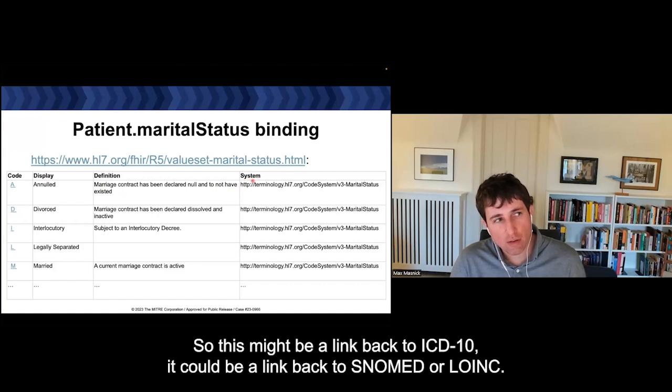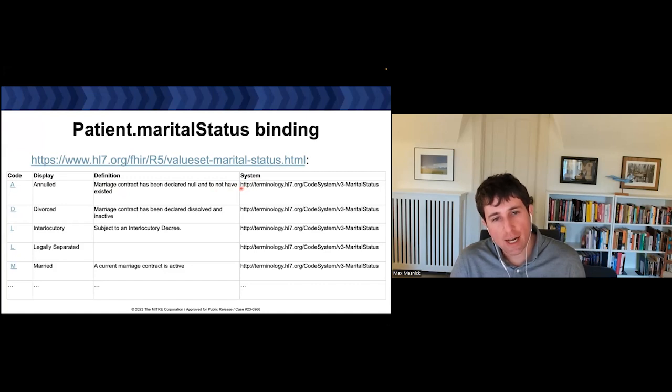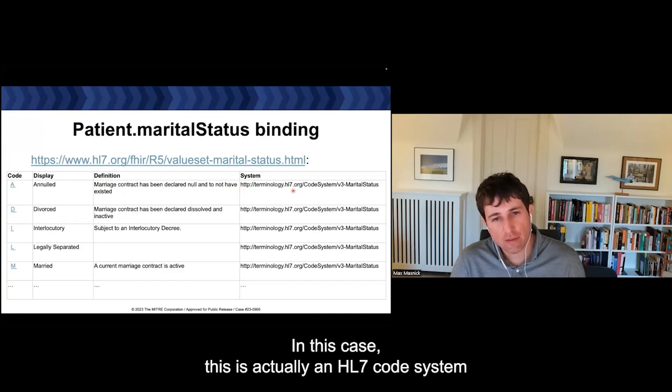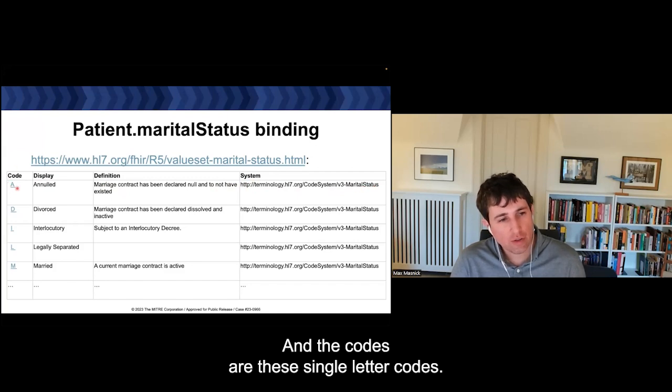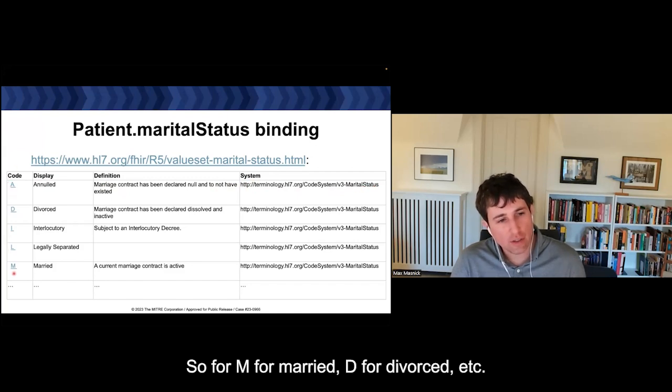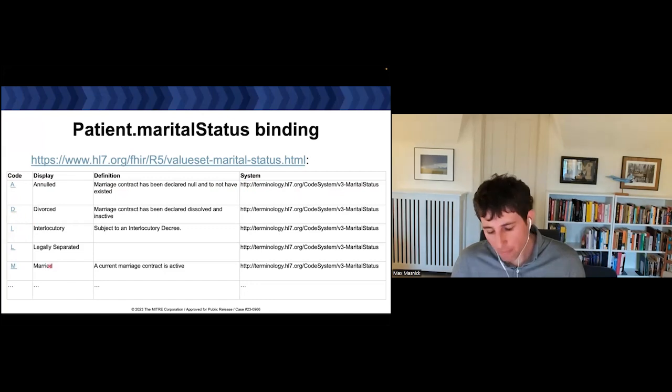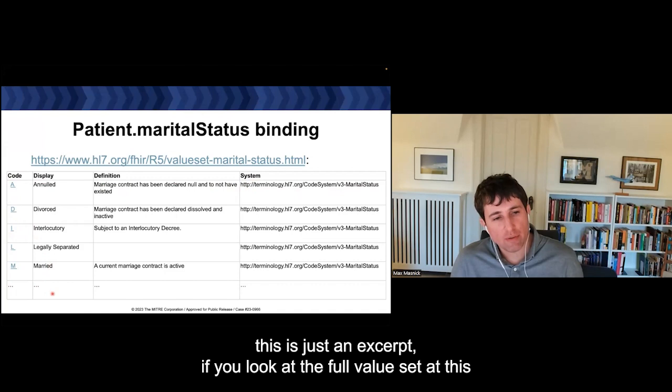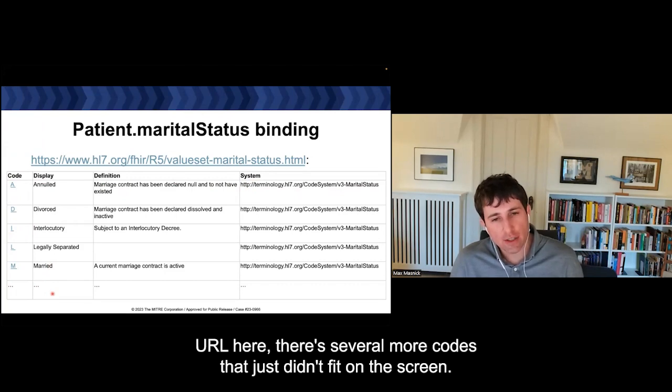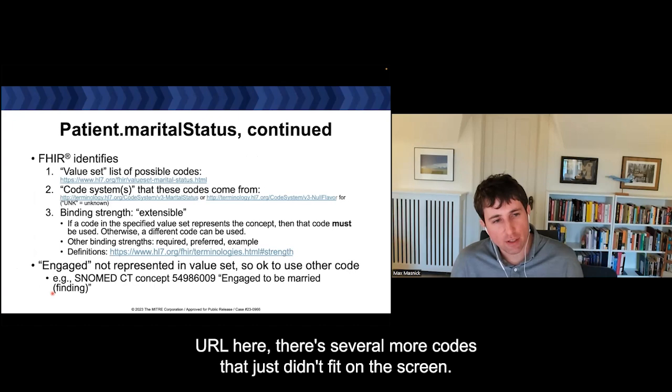So this might be a link back to ICD-10. It could be a link back to SNOMED or LOINC. In this case, this is actually an HL7 code system, specifically for marital status. And the codes are these single letter codes. So M for married, D for divorced, et cetera. This is just an excerpt. If you look at the full value set at this URL here, there's several more codes that just didn't fit on the screen.